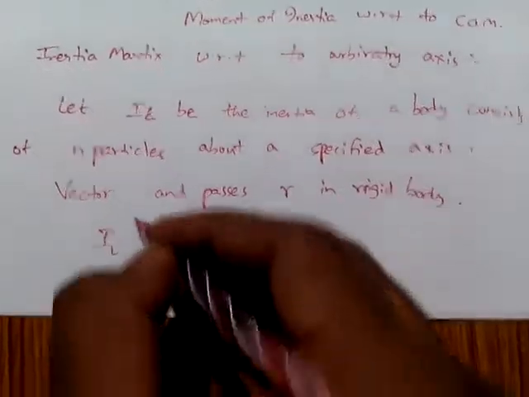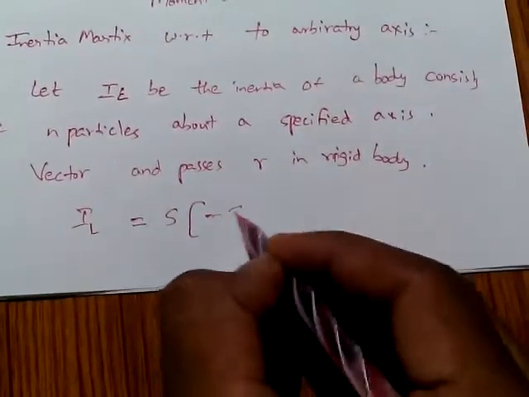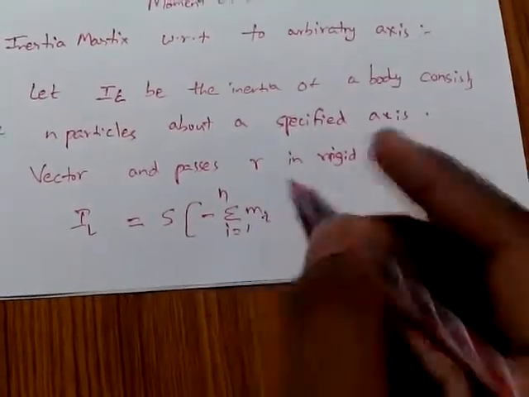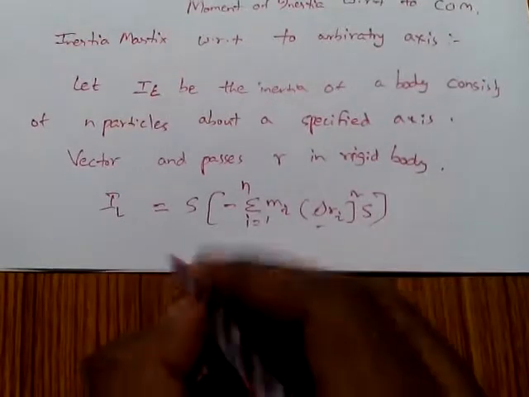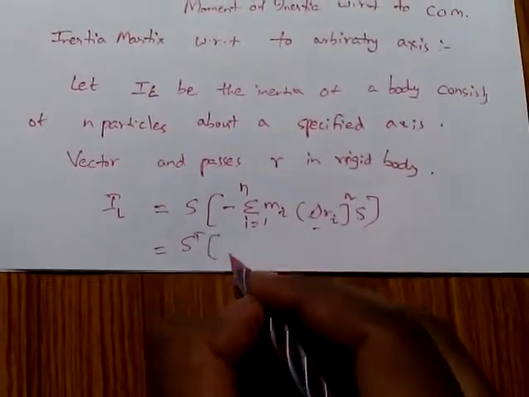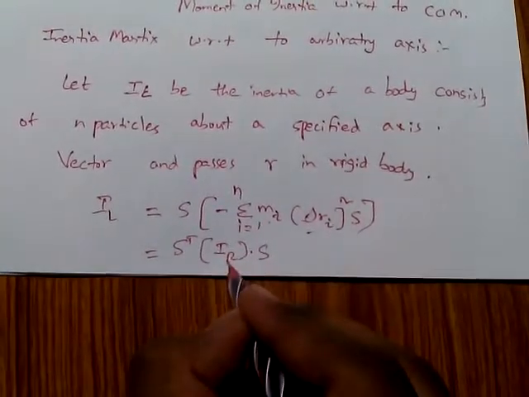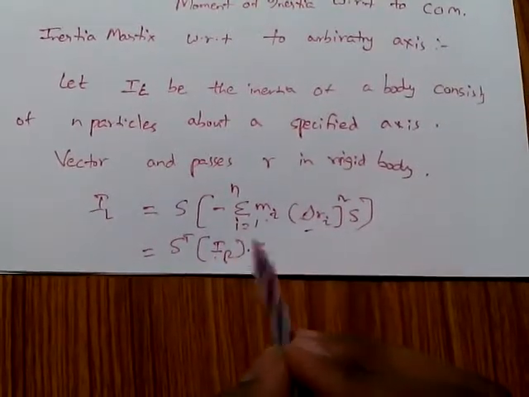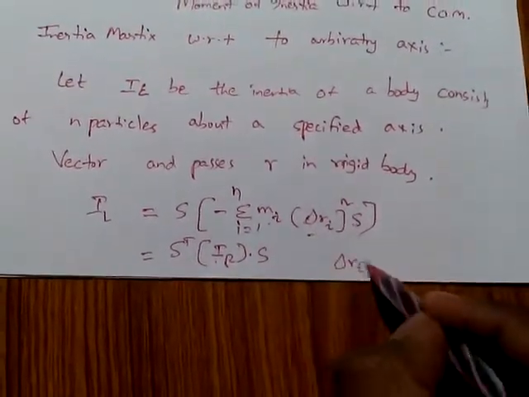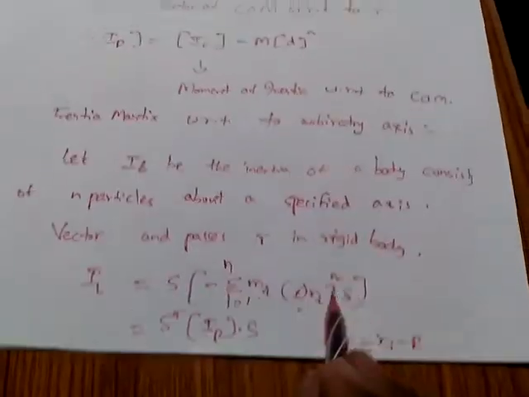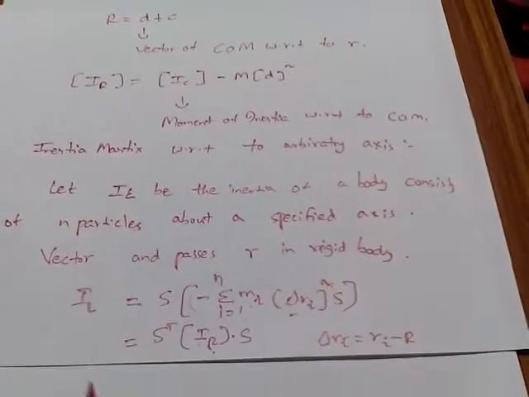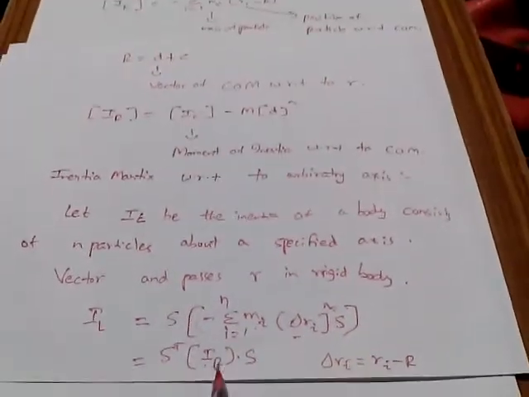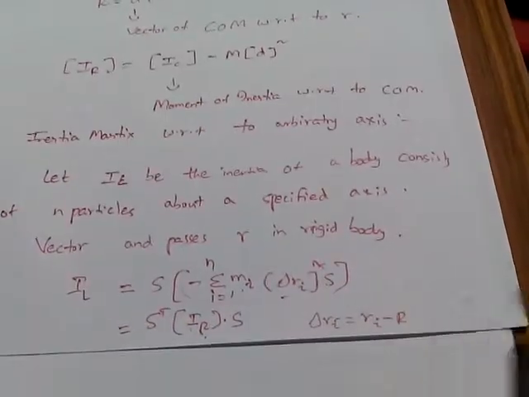Now I am defining the equation. IL is equal to S transpose into minus summation of i equals 1 to n, mi, the mass of the particle, and delta Ri whole square, into S. Here delta Ri is defined below, and this we can simplify as S transpose into IR into S. This can be written as IR because we already defined IR is equal to minus summation of i equals 1 to n, mi into delta Ri, where delta Ri is equal to Ri minus R. So IL is equal to S transpose into IR into S. Here IR is the rotational moment of inertia with respect to R, and this is IL.